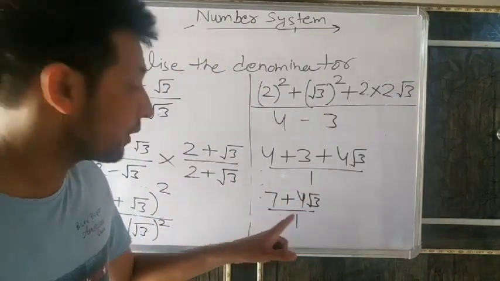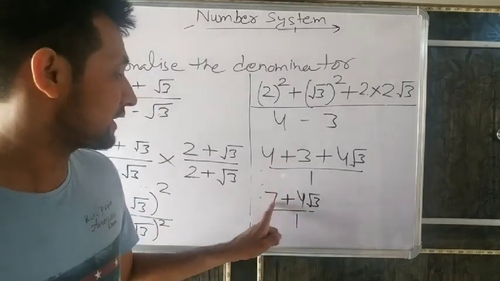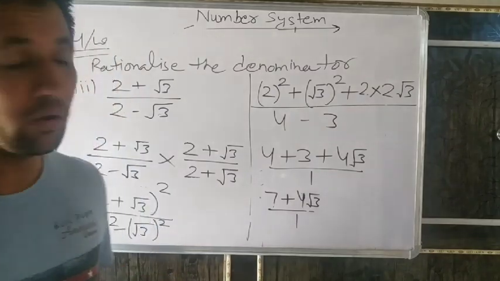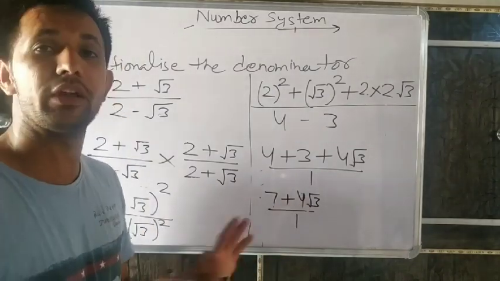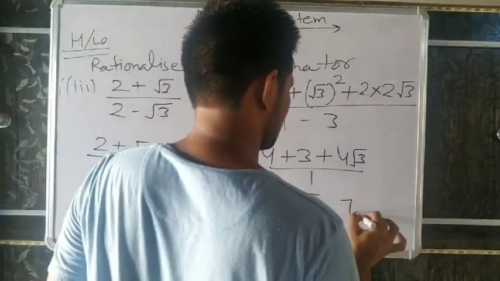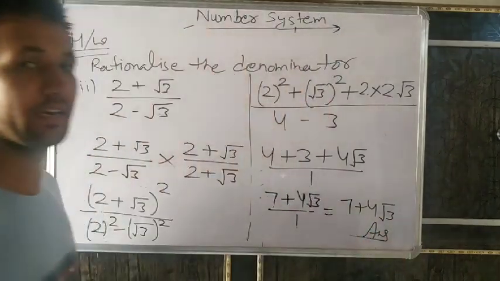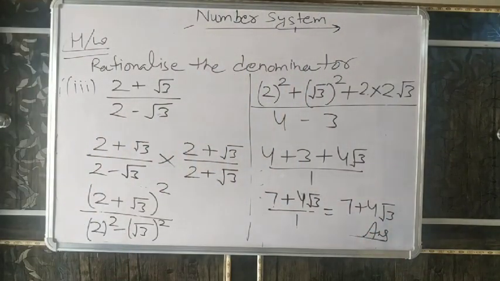Are these like terms? No, here it is root 3. But suppose in place of root 3 it is x. 7 plus 4x, can we add? No. Same as it is. 7 plus 4 root 3 we cannot add, leave it as it is. And any number divided by 1 is the same number. Answer: 7 plus 4 root 3. Do you understand? Very good. So next question.